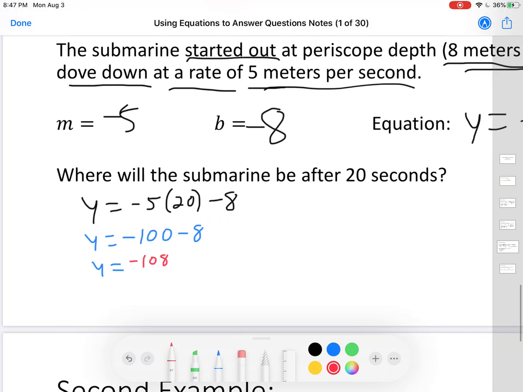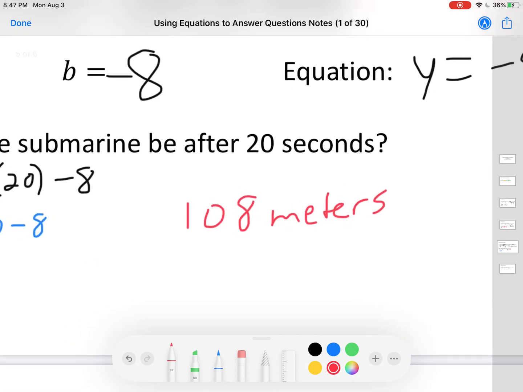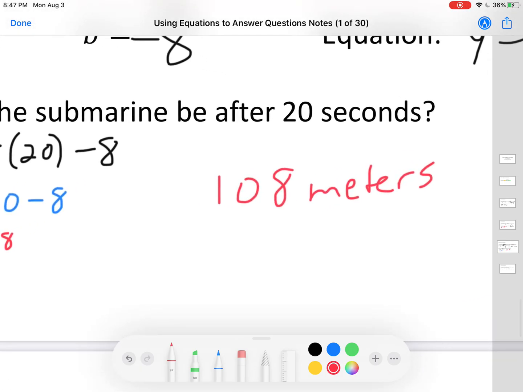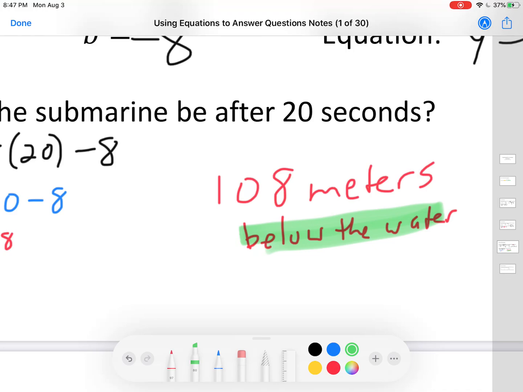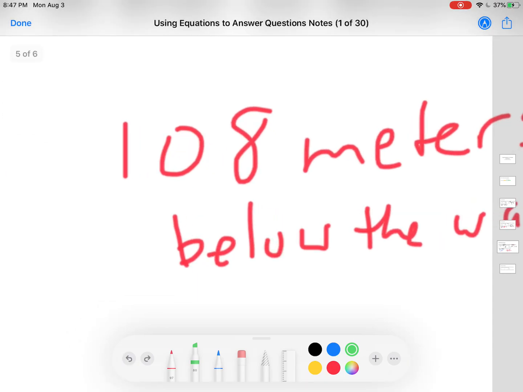So now we have to answer the question, where will the submarine be? Well, we know it's going to be 108 meters, and we know it's meters because it says this is meters. It's 108 meters, but it's negative, so is it above the water or below the water? Since it's negative, it will be below the water. Notice, below the water takes care of it being negative. You don't want to put another negative sign in. That would be a double negative, and that would be contradictory and redundant.